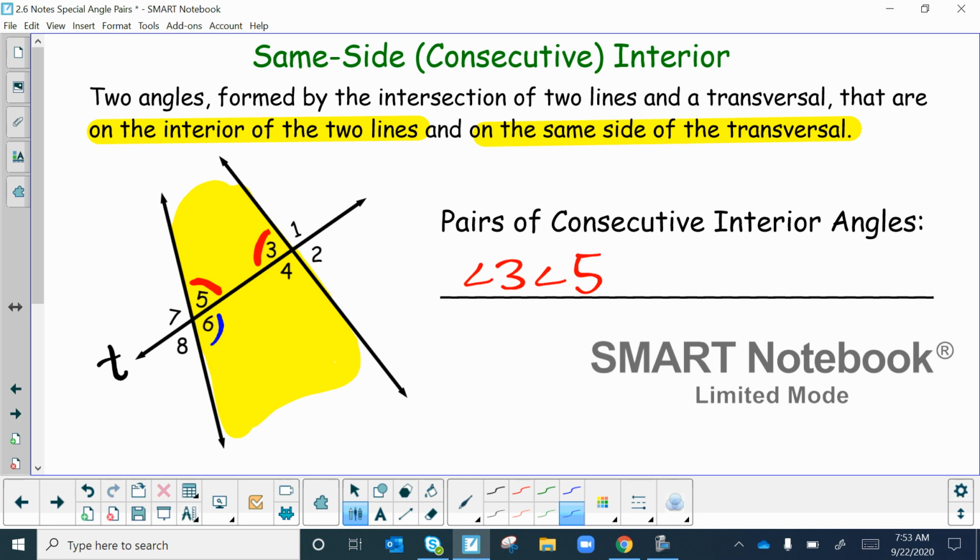Then the other pair would be 6 with 4. Those are also same side interior angles. So angles 4 and 6. So be able to identify these as well.